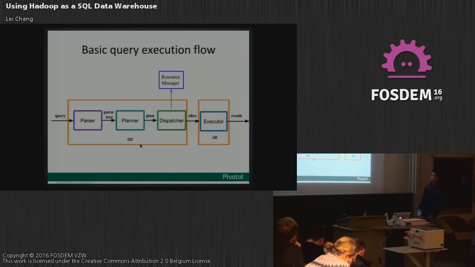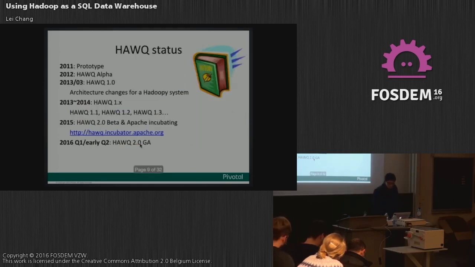After the analyze phase, the plan will be generated by the planner, and the plan will be given to the dispatcher. The dispatcher will work with the resource manager to get the resources, then the dispatcher will start the processes on different nodes. Then we also slice the plan. A plan can be sliced into several slices, and each slice will be dispatched to the query executor for execution. This is the overall execution.